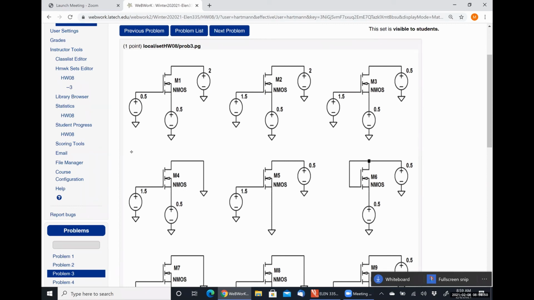VDS is 0.5, right? Or excuse me, no. VDS is 0.5 minus 0.5, which is 0. So VDS is less than VGS minus VTH, which means that guy is operating in the triode region.